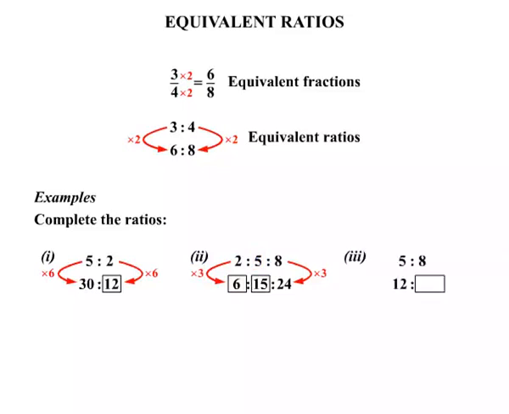Our third example, 5 to 8 equals 12 to something. Well, in this case, we're not going to get a whole number involved as our multiplication. Let's look. 5 times what makes 12? Certainly not a whole number, is it? What we need to think of, if we do the reverse, we start with the 12, we divide by 5, and that gives us 2.4. In other words, we must have multiplied the 5 by 2.4 to get 12. So we must do the same to the 8. So if we have 8 and we multiply by 2.4, we end up getting 19.2.